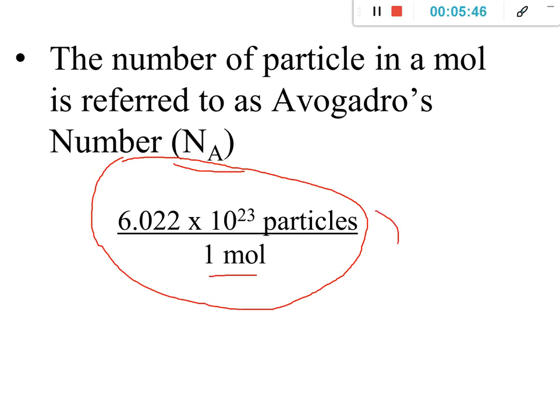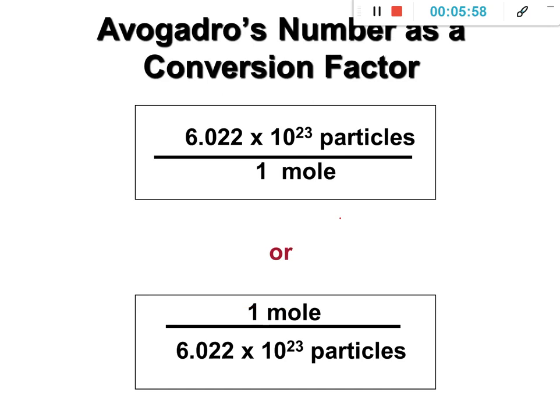Now, being as it is a ratio, we're going to use it as such, and this allows us to convert between moles and particles. If you had 1 mole, you'd have 6.022 times 10 to the 23 particles. If you had 2 moles, you'd have twice that number of particles.